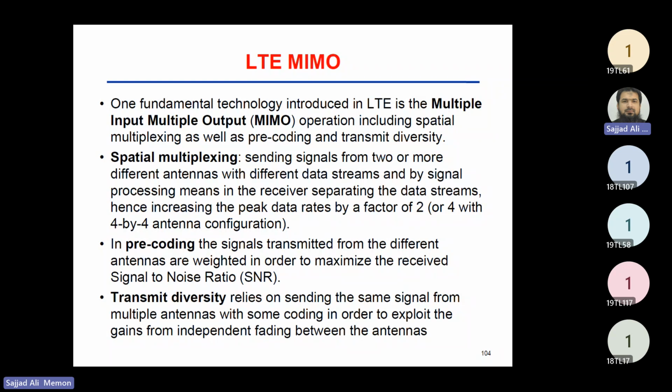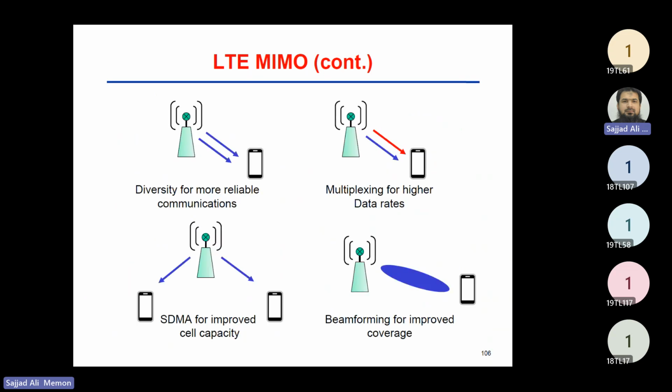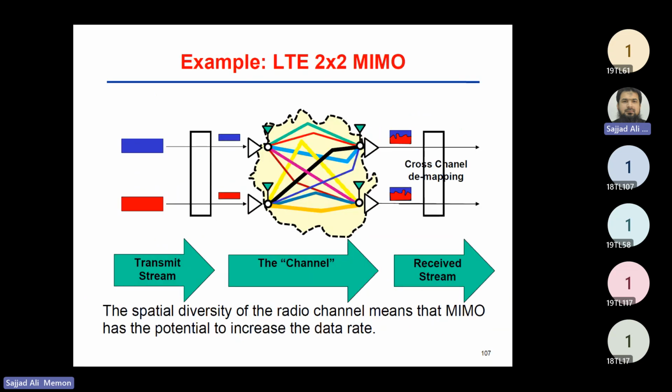Then we have LTE MIMO, that is, multiple antennas at input and multiple antennas at output can be used. It has advantages: it provides spatial multiplexing, pre-coding, and transmit diversity. It has types SISO, MISO, SIMO, and MIMO: single input single output, multiple input single output, single input multiple output, and multiple input multiple output.